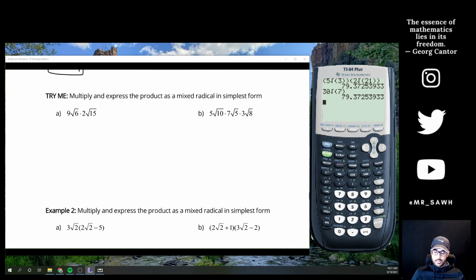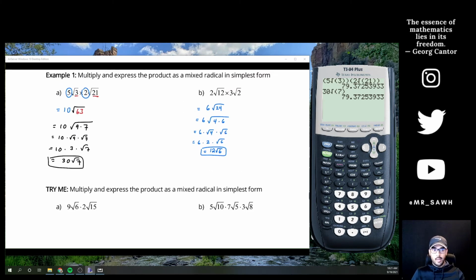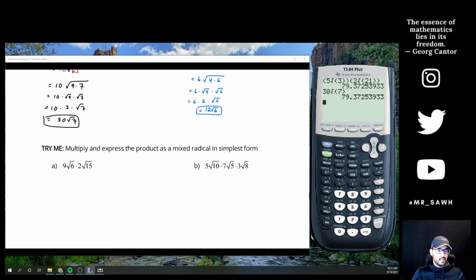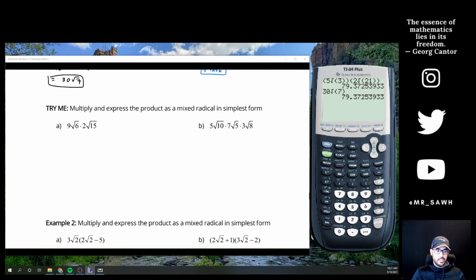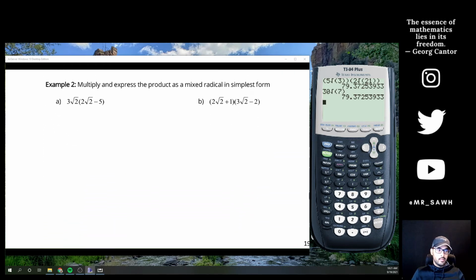Again, multiply and express the product as a mixed radical. Again, simplest form. So I'm going to leave a and b. You can try them out using what we talked about above in that first example. So try them. The solution will be given to you. Right, I'll have that key in the links just like all of the other videos do. But let's think about one that's more complicated.